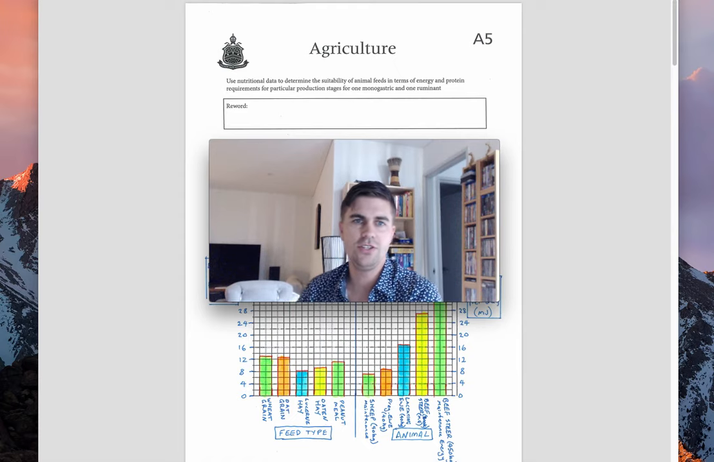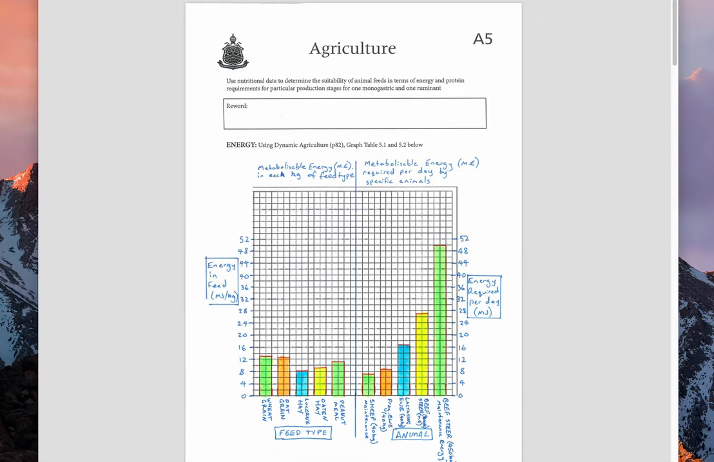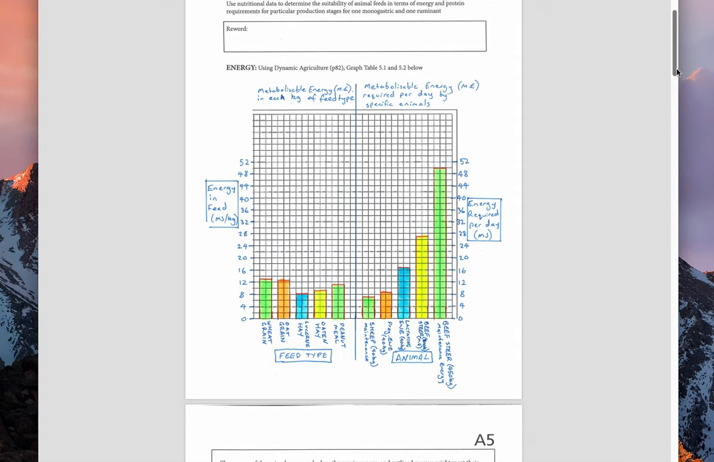This one's about using nutritional data to determine the suitability of animal feeds in terms of energy and protein requirements for particular stages of production for one monogastric and one ruminant. So what we need to do here is look at energy and protein for two animals, one a monogastric and one a ruminant. So let's have a look at this first table.